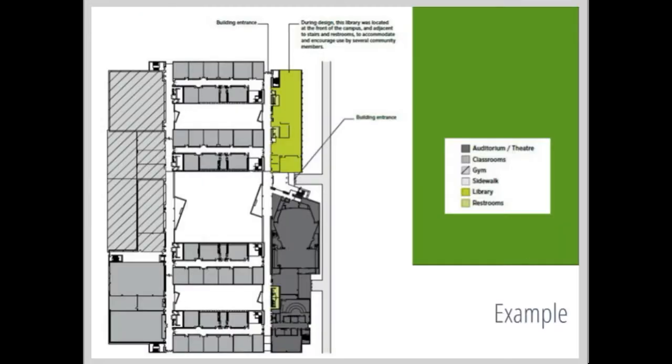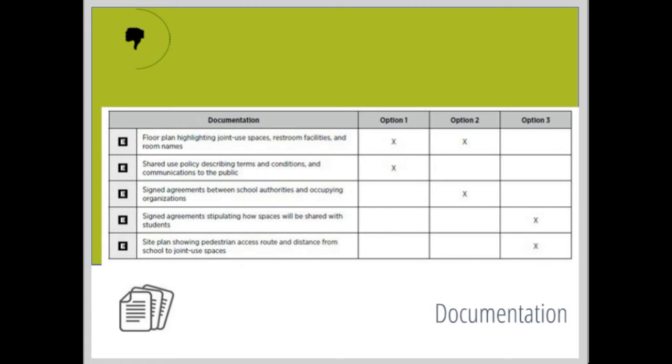The example image here shows the project Move the Library for enhanced use by community members. This highlights the elements within a school facility that meet the requirements for the credit. Listed here are the documentation requirements for this credit.